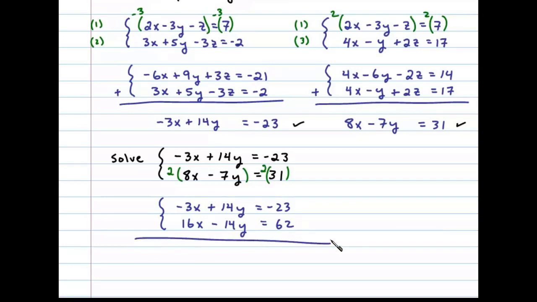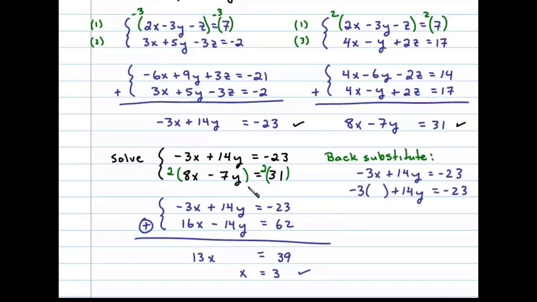Now adding these 2 equations together, we can eliminate the variable y. That leaves us with 13x equals 39. And then dividing both sides by 13, we have x equals 3. Now at this point, we begin the process of back substitution.